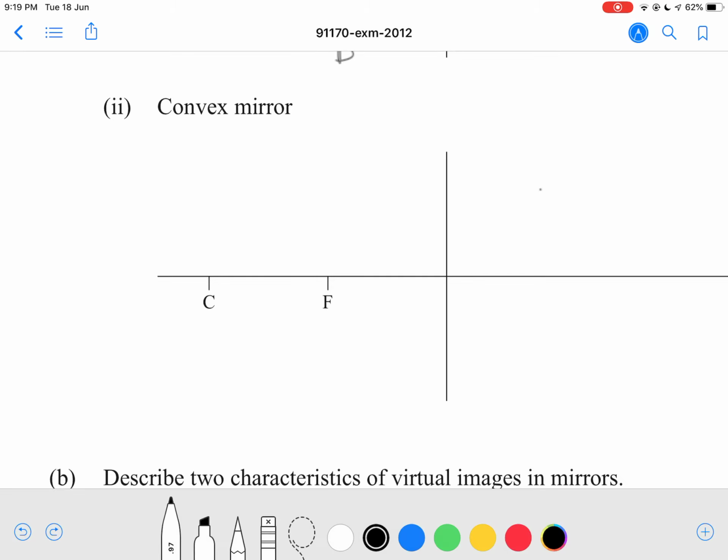So we have our convex mirror here. Our convex mirror will be facing the exact opposite way. It should look exactly like this.